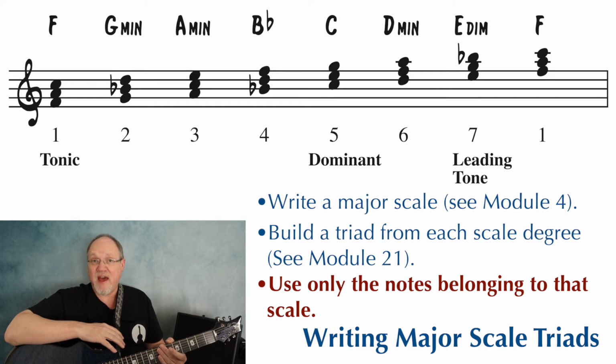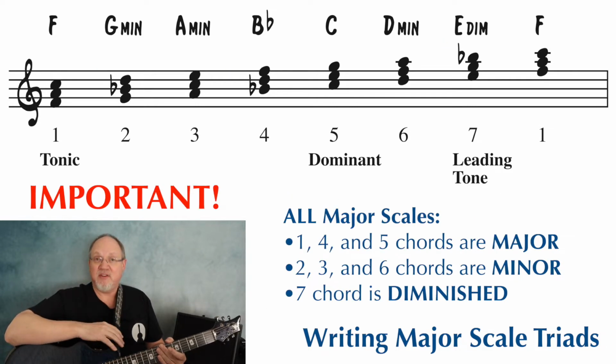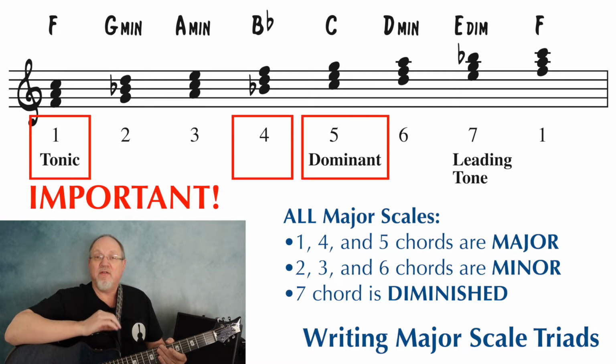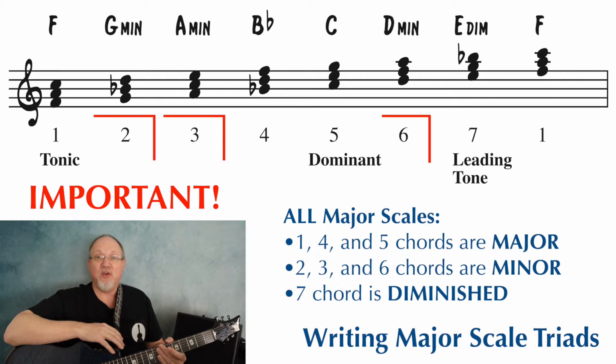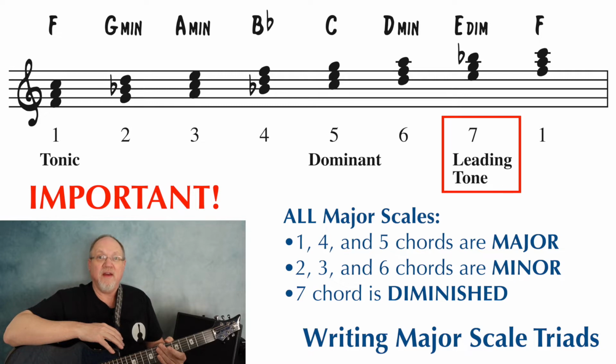And if you're in the key of F, which has a B flat, any triad that has a B in it, that B is going to be B flat. In any major scale, the 1, 4, and 5 chords are major, the 2, 3, and 6 chords are minor, and the 7 chord, your leading tone chord, is diminished.